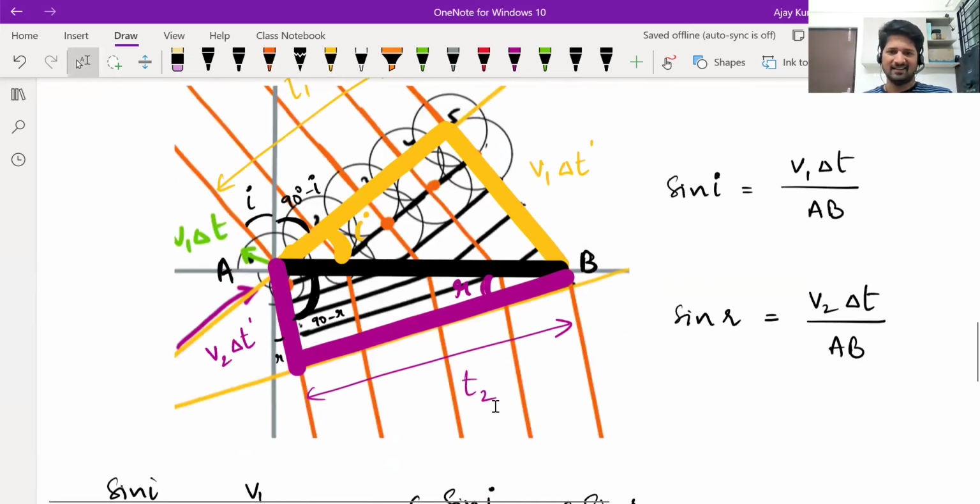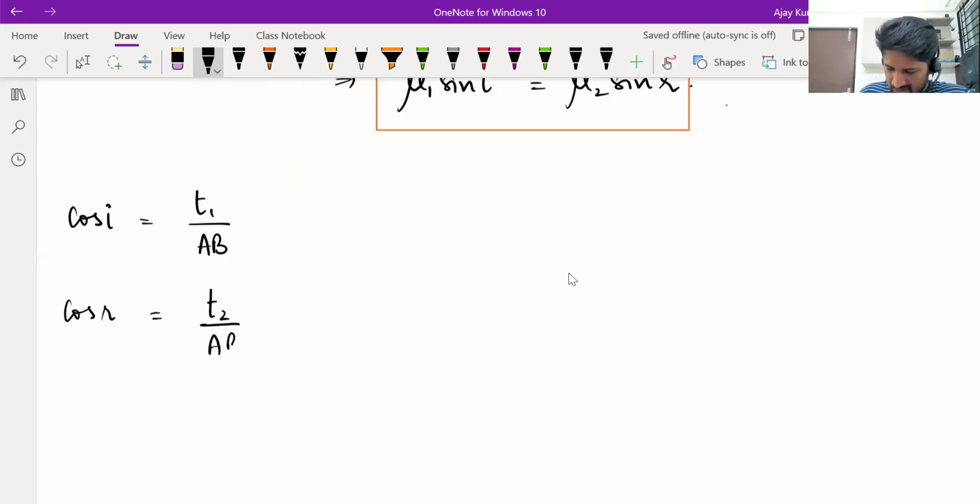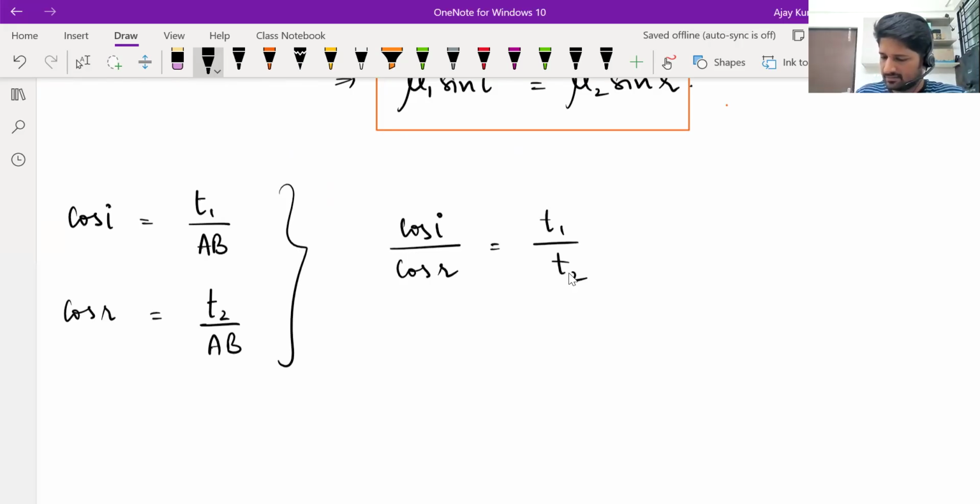In the other triangle, for the angle of refraction R, T2 is the adjacent side, AB is the hypotenuse. So cos R becomes T2 divided by AB. This is the relation between them. Divide them. Cos I divided by cos R is equal to T1 by T2. You don't have to know mu1 and mu2. I and R are sufficient.